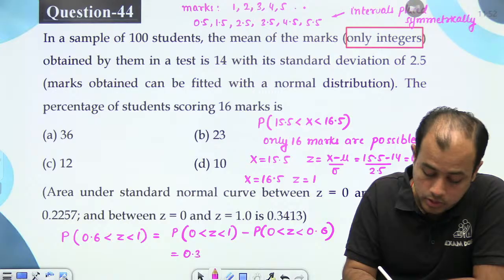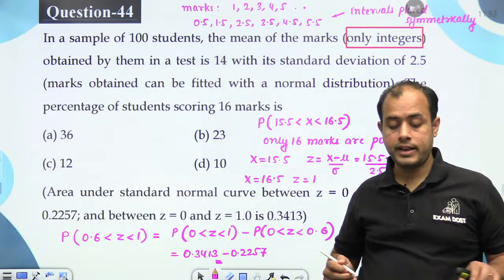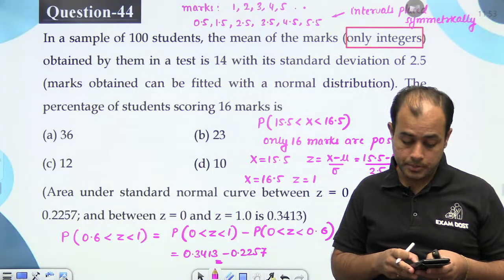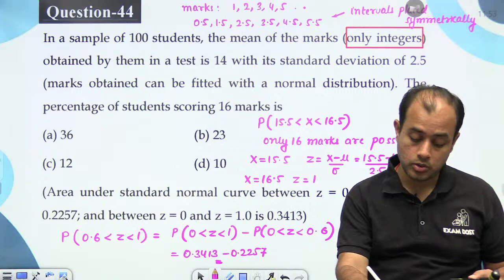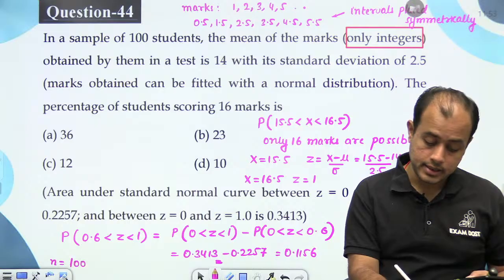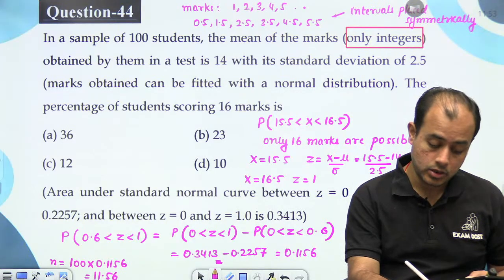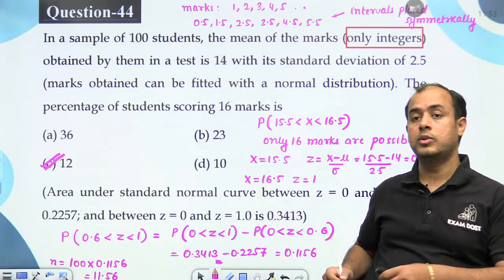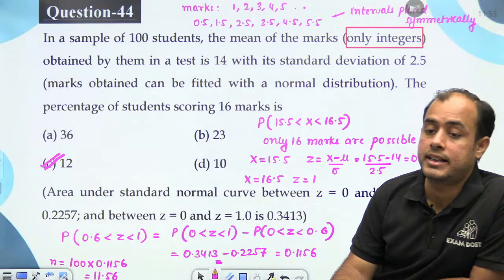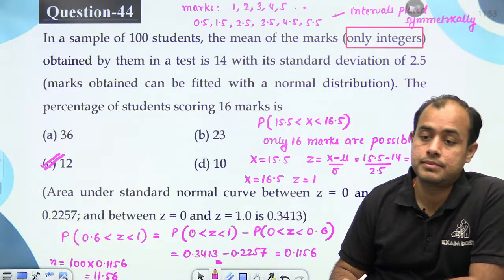Now both these values are given to me. समझे? 0.6 से 1 तक का एरिया चाहिए तो 0 से 1 का ले लो और फिर 0 से 0.6 का ले लो, दो एरिया सब्ट्रैक्ट कर लो, 0.1156. तो number of students is total 100 into probability, 11.56. We can say 12. We can say 12. Understood, beta? Because the marks are only integer possibilities, I have defined the interval as symmetrically placed around the marks.